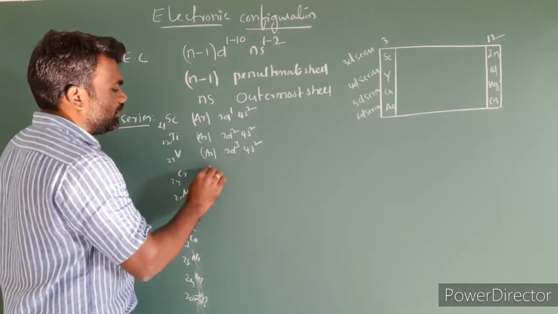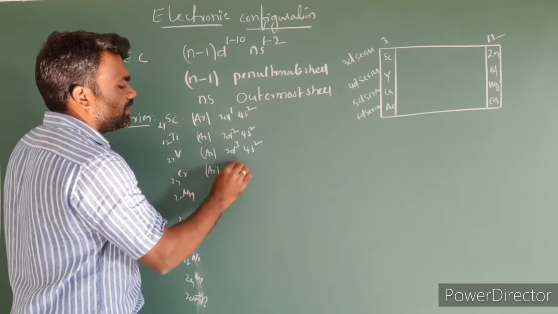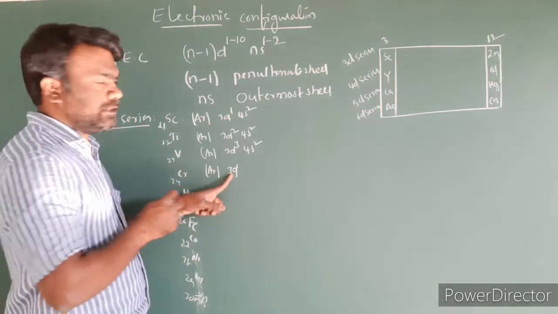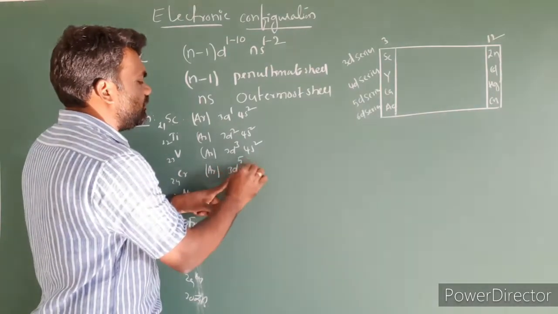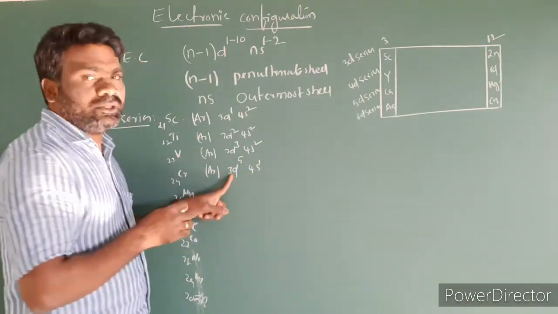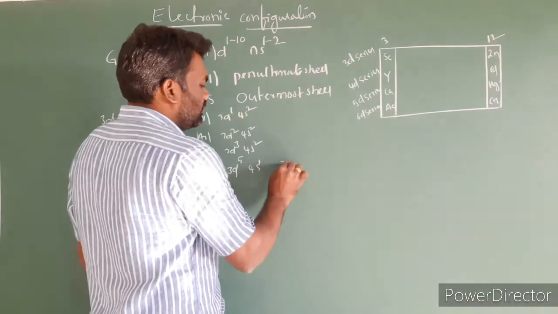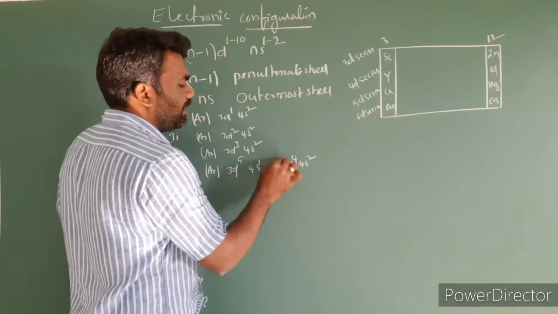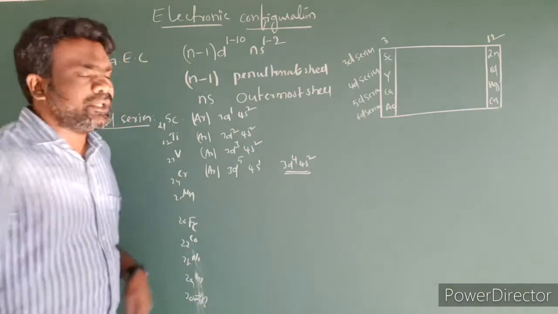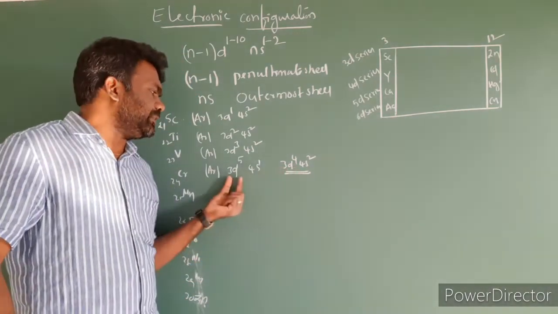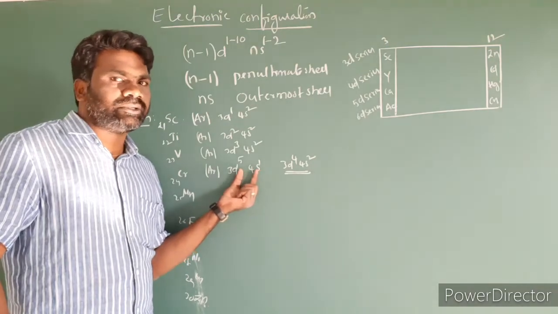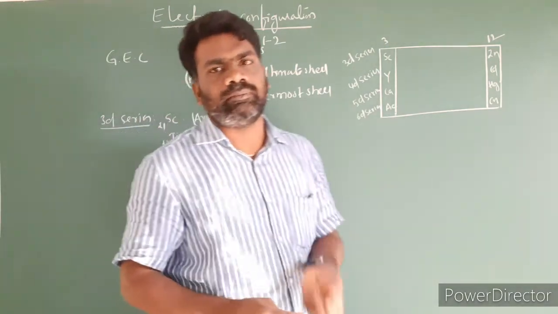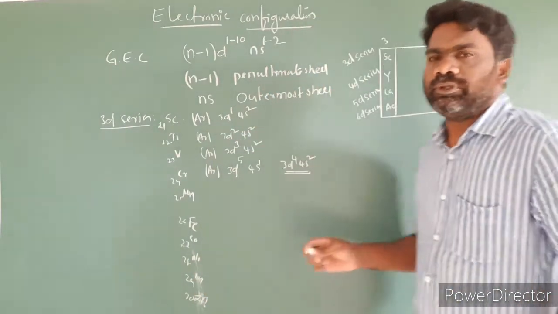For chromium, we would expect to write 3d4 4s2, but the electron configuration is actually 3d5 4s1. Instead of 3d4 4s2, we write 3d5 4s1. This is because half-filled and completely filled electron configurations are more stable.